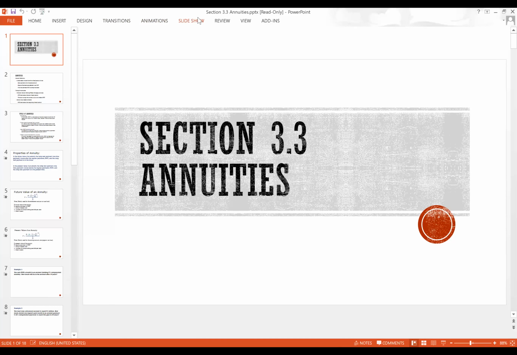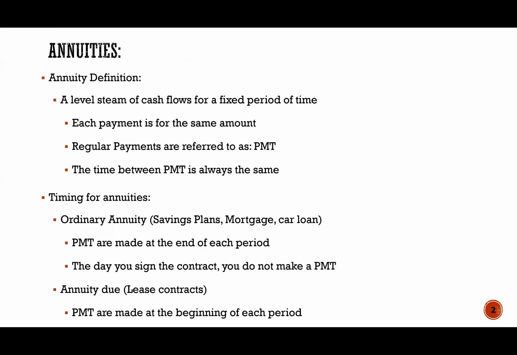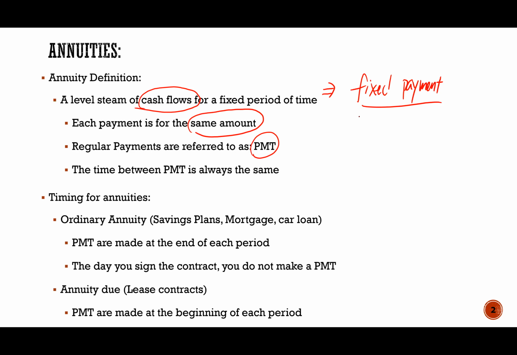Okay, and then we're going to take a look at the definition of annuities, right? One of the key aspects of an annuity is a level stream of cash flows, for a fixed period of time, and we usually call this a fixed payment. So one of the most important elements in an annuity is a fixed payment for a fixed period of time, and each payment is the same amount. Okay. Second important element, the regular payment, often referred to as PMT. A fixed payment is also called a regular payment.